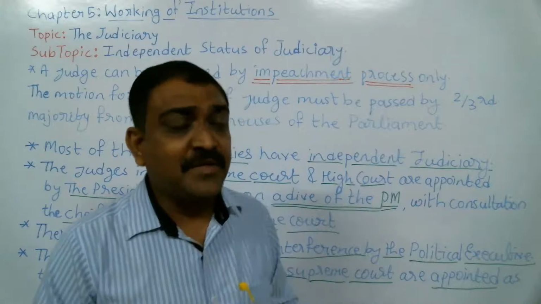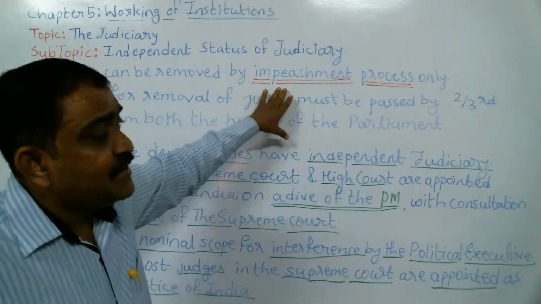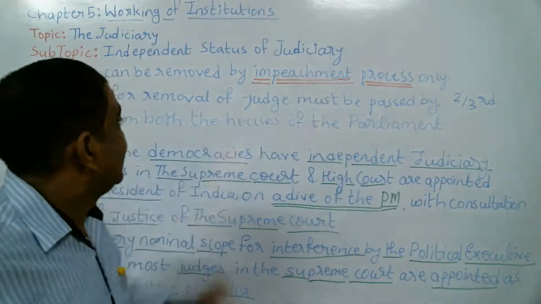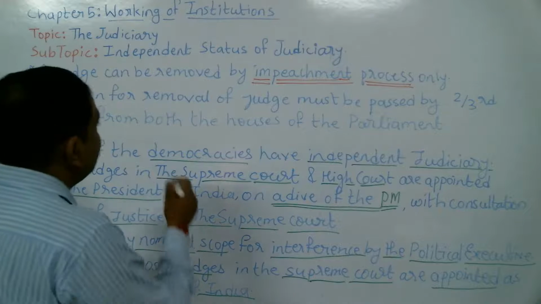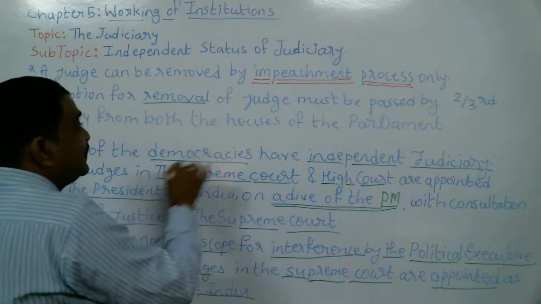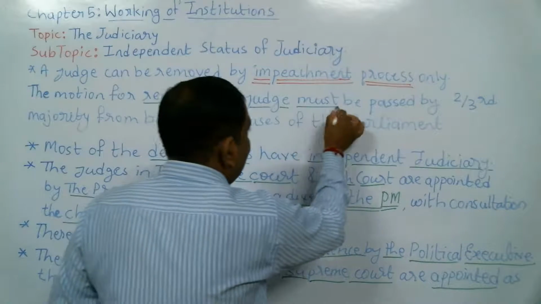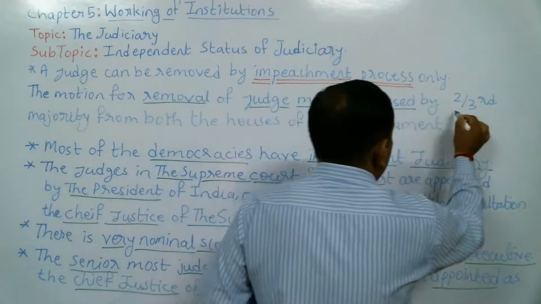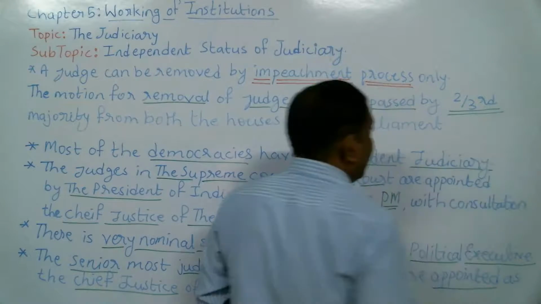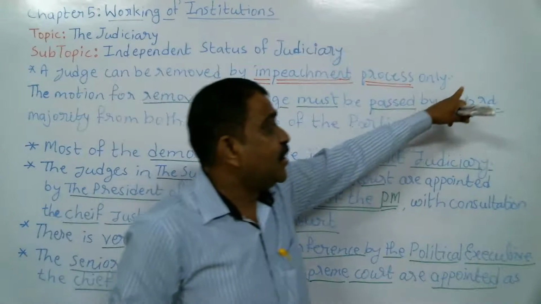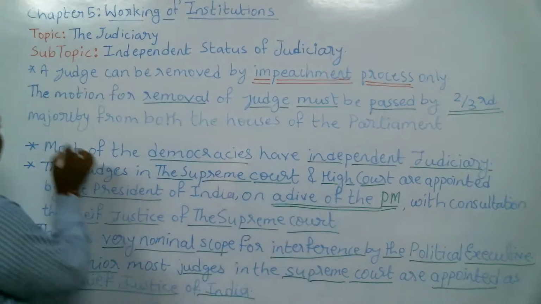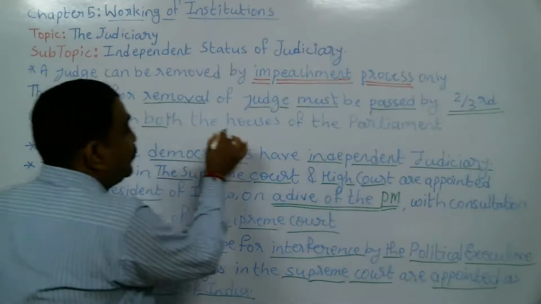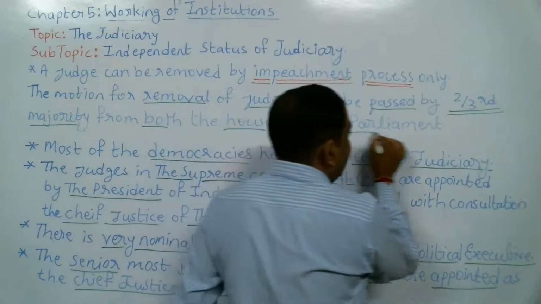Okay, so the impeachment motion is introduced in the parliament, and the motion for removal of the judge must be passed. So that impeachment motion has to be passed by how much majority votes? 2/3 majority votes from both the houses of the parliament.